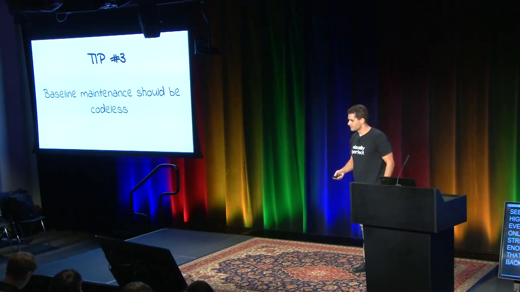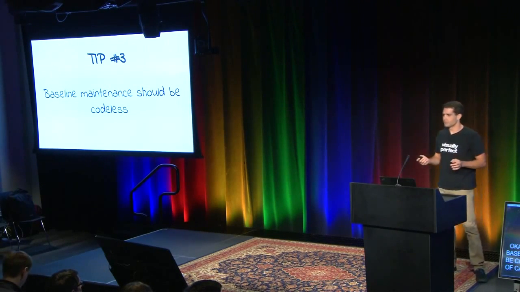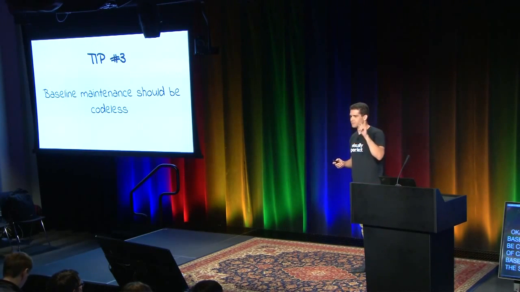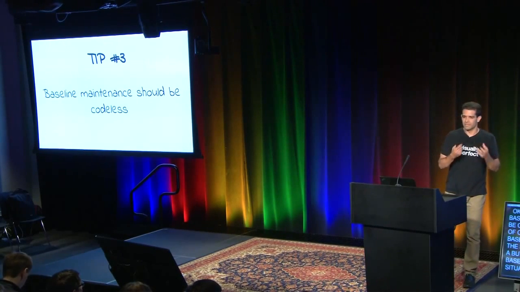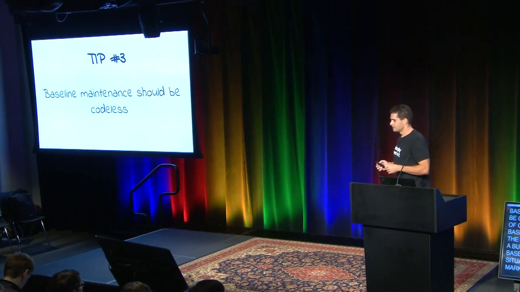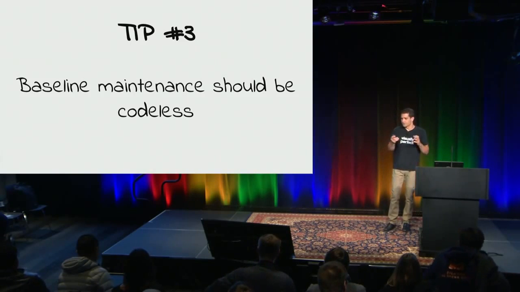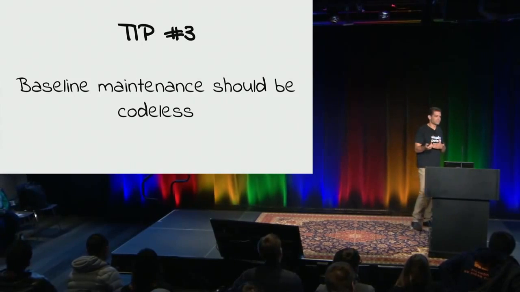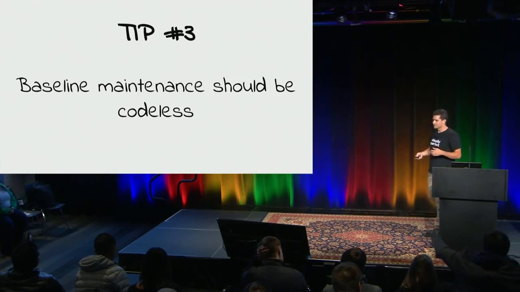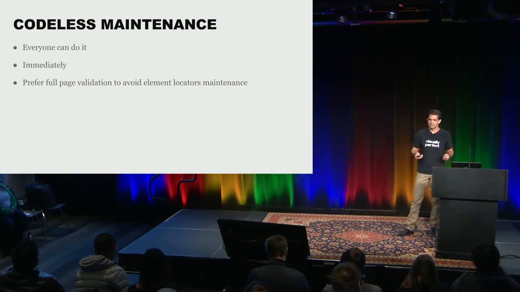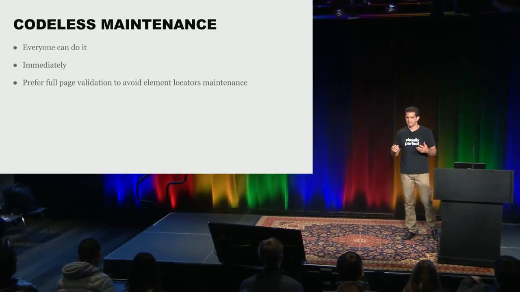OK, tip number 3. Baseline maintenance should be codeless. In the majority of cases, maintaining the baseline involves looking at the screenshot and clicking a button to approve it as a baseline. In some rare situations, you also need to mark 1 or more regions on that baseline that are dynamic, and you don't want them to be matched during image comparison. So actually, there is no real value or benefit to doing this kind of maintenance in code. On the other hand, if you do it in a codeless way, there is a huge advantage. First, everyone in your team can do it, even those members of your team that don't know how to code. More importantly, they can do it immediately when they see the change.